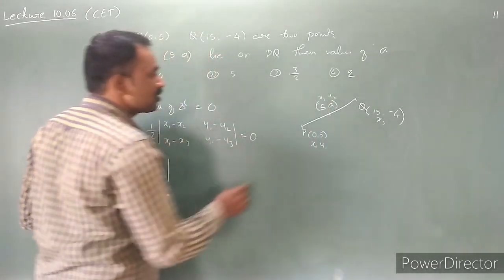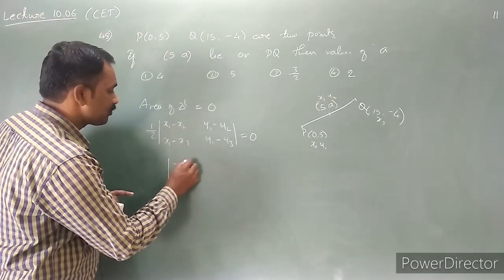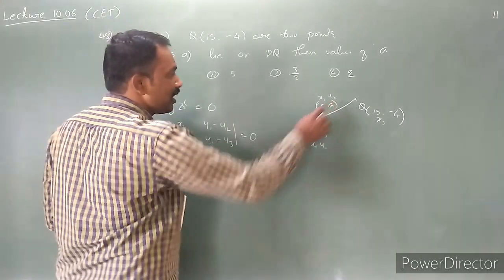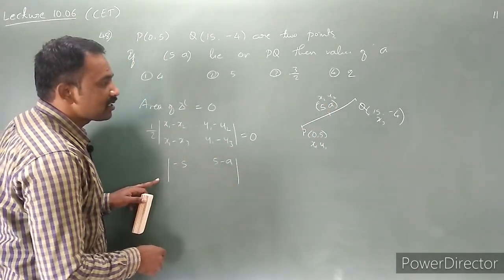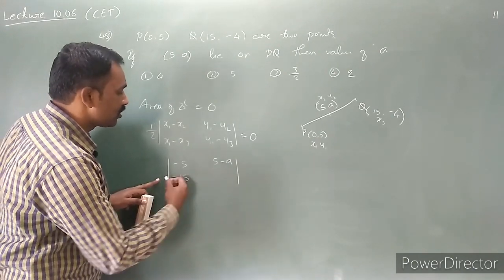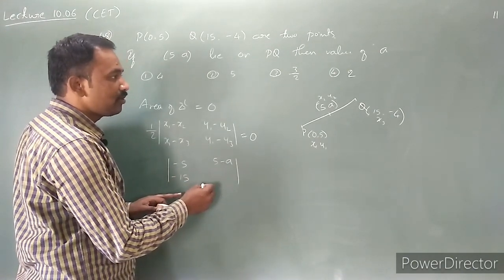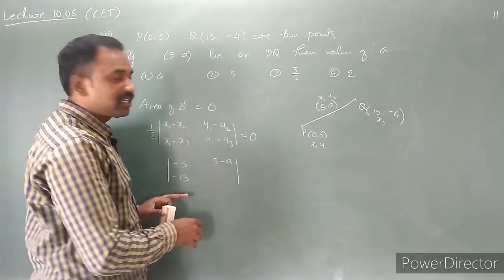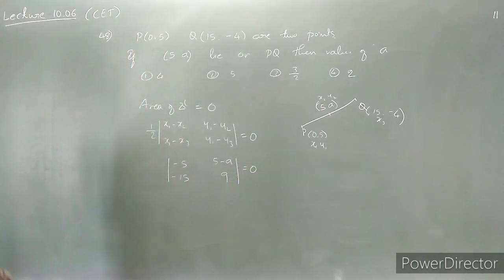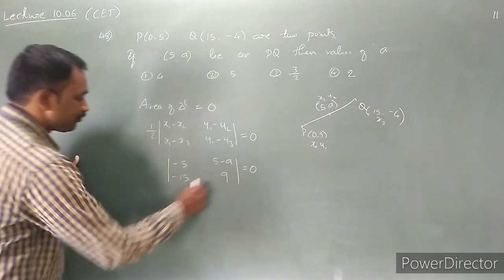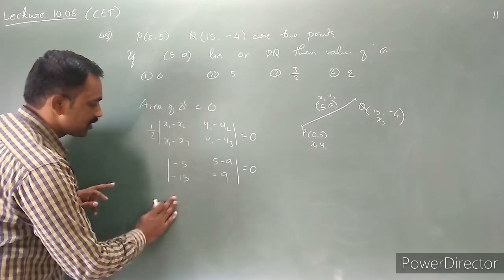So x1 minus x2 is 0 minus 5, this is minus 5. y1 minus y2, that is 5 minus 8. x1 minus x3, 0 minus 15. y1 minus y3, 5 minus of minus 4, that is nothing but plus 9. Then cross multiply. How do we evaluate the determinant?